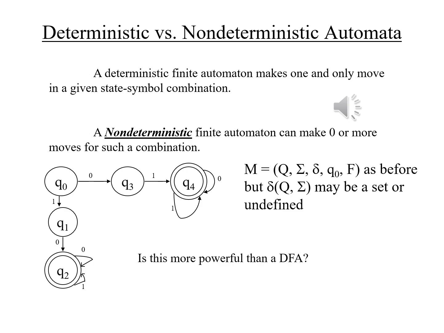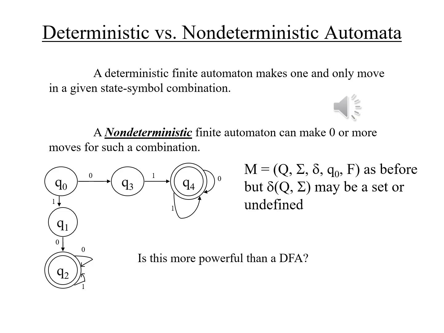Up until now, we have only looked at deterministic finite automata. These automata will make one move and only one move given a combination of a given state and a given symbol. Let's take a look at non-deterministic finite automata. A non-deterministic finite automaton can make 0 moves, 1 move, or however many moves as it's set up to have.